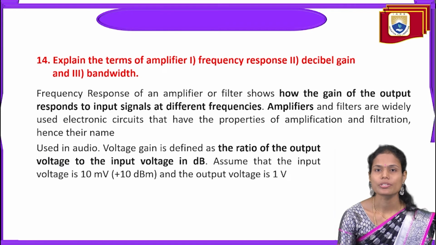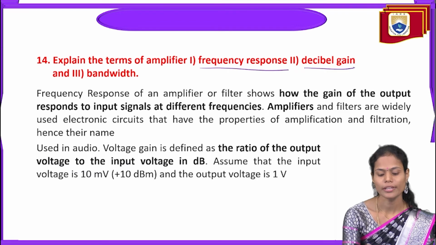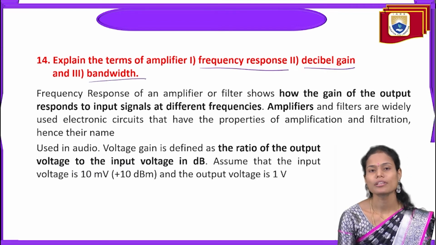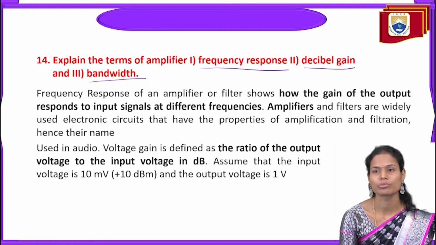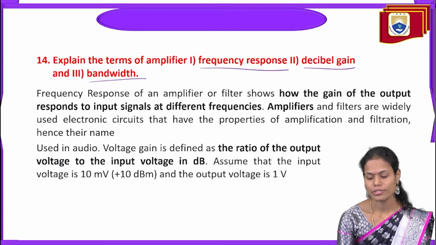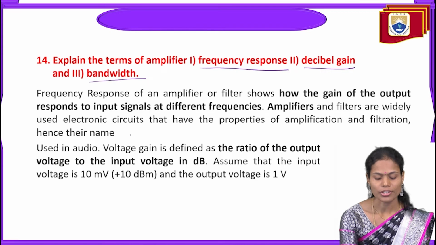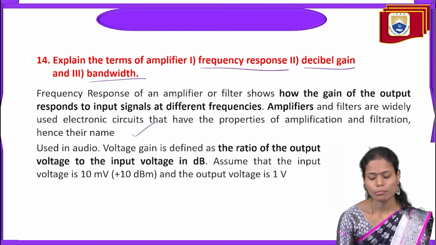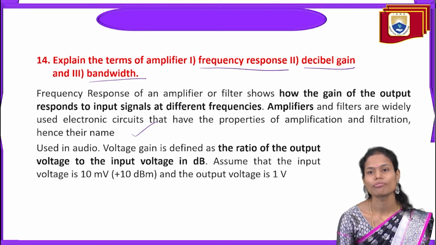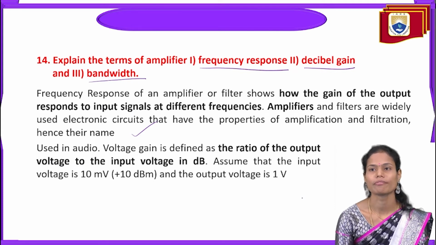And while coming to the next question, explain the terms of amplifier, that is frequency response, decibel gain and bandwidth here. So generally the frequency response of the amplifier or filter shows how the gain of the output responds to different frequency signals here. So amplifiers and filters are widely used in electronic circuits that have the properties of amplification and filtration here. Generally this will be used in audio here, and the voltage gain is defined as the ratio of output voltage to the input voltage in dB here. So almost this value is 1 here.